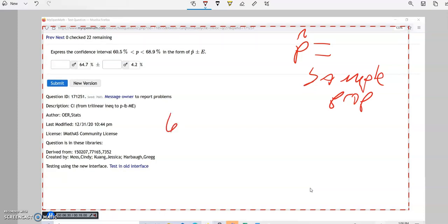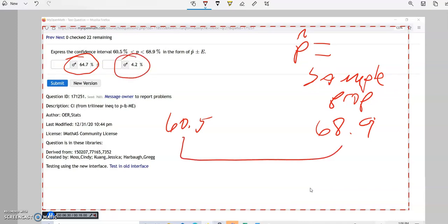So what it's saying is 60.5 is here. I'll just ignore the percentages. 68.9 is here. All right, remember what I told you before. Now they're looking for what is the sample proportion or the point estimate, which is that plus or minus what is that margin of error. Remember I told you that this is double the margin of error. So if I take that difference and divide by 2, I'll get my margin of error.